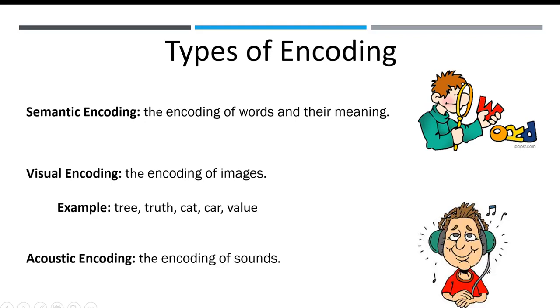And lastly, there is acoustic encoding, which is the encoding of sounds. For example, maybe when a song comes on the radio or when it randomly plays on Spotify, you remember the lyrics to the song automatically. This means that your memory encoded the acoustics of the song, like the tone or the beat or the lyrics. So now you're able to sing along to it and recite it over again when you want to retrieve that information.